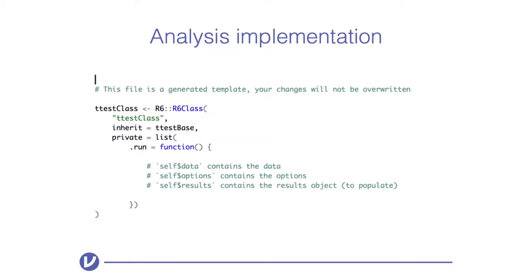And another thing it does is it generates a template for you to create your analysis. And so we use R6 classes for this. This looks a little bit overwhelming, but basically you can ignore all of this except for this one here, which is .run. And that's where you put your analysis. And you see that there are three things you have access to. Self$data, which represents the data as a data frame. Self$options, which represents the options that the user has specified, either through the user interface or through the function call. And then self$results is the results object that you populate the results into.